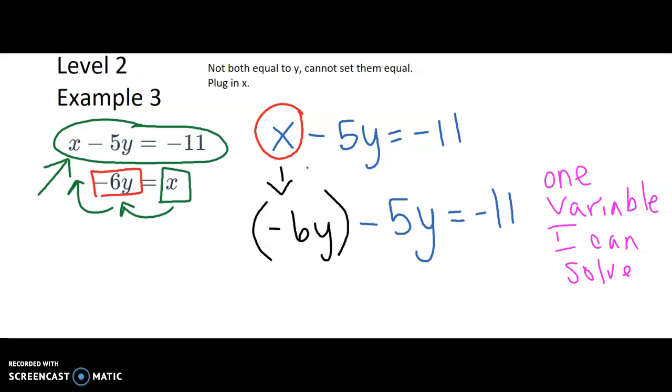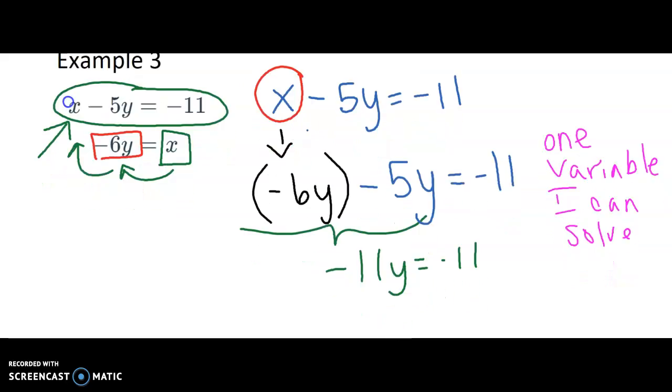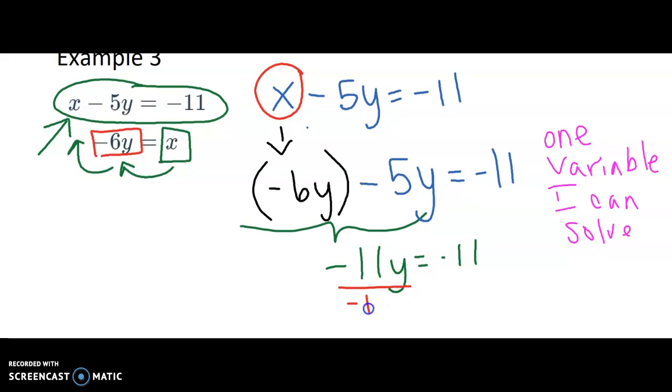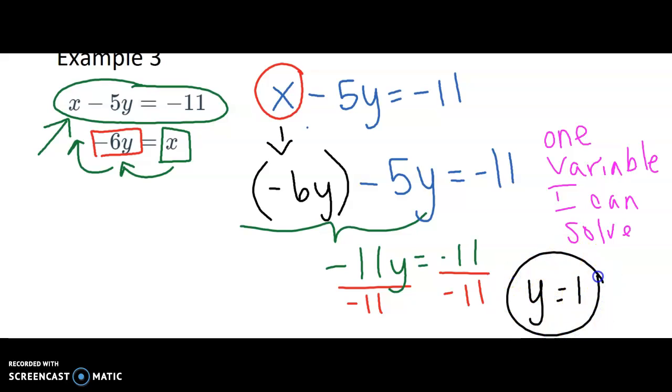Alright, so that's why we do substitution, to get one variable. And I'm going to combine my like terms. Negative 6y and negative 5y is negative 11y equals negative 11. And then we have to get the y by itself. So divide by negative 11. Negative 11. Y equals positive 1.